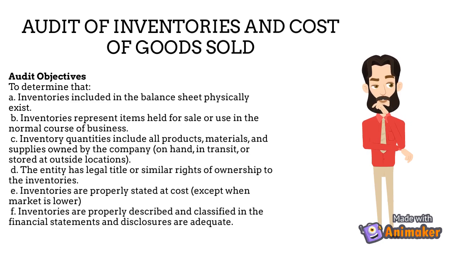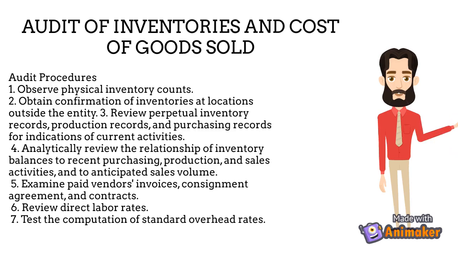E. Valuations. Inventories are properly stated at cost, except when market is lower. F. Inventories are properly described and classified in the financial statements and disclosures are adequate. In order to achieve our audit objectives, we should perform the best audit procedures.